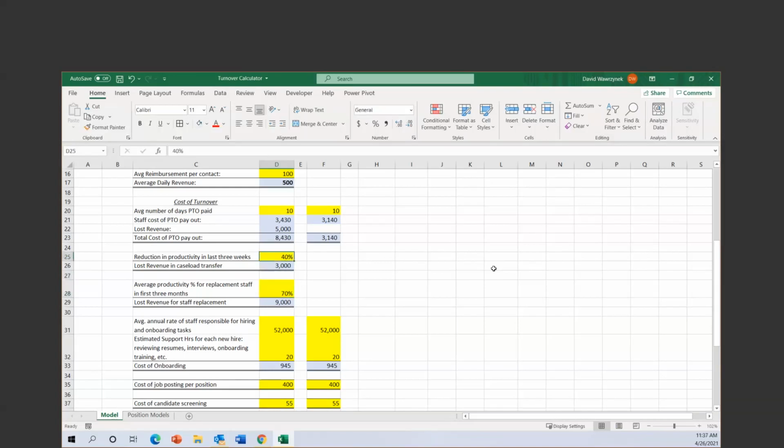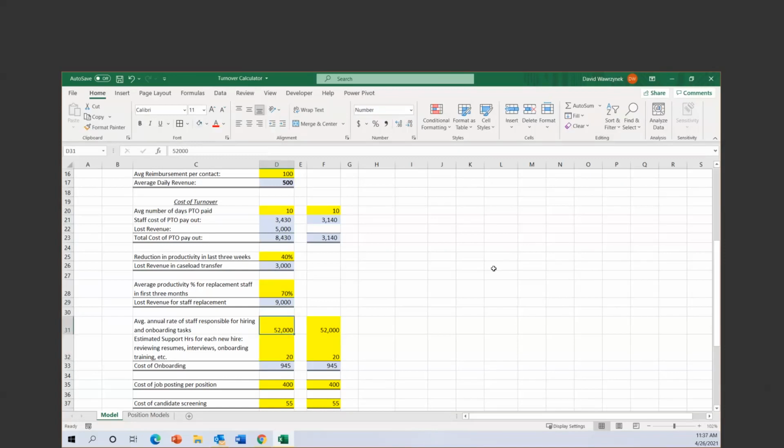So you'll see we pay out PTO days. We lose revenue for those PTO days we pay out. We lose revenue as people wind down their caseloads. And we lose revenue because we're replacing a regular full-time staff with a new staff who has to build their caseload back up. So that's why we broke out revenue, non-producing revenue in our calculator, because the revenue generation piece has such a significant cost.